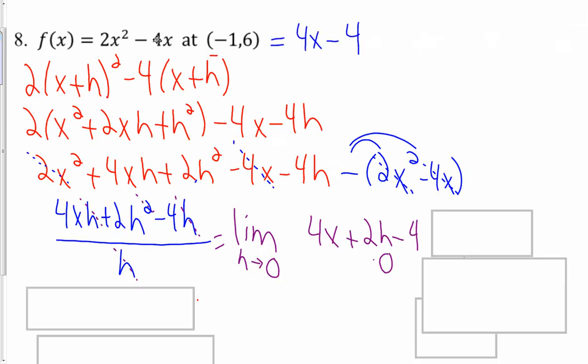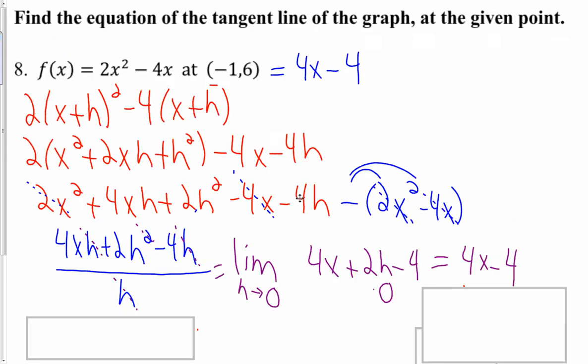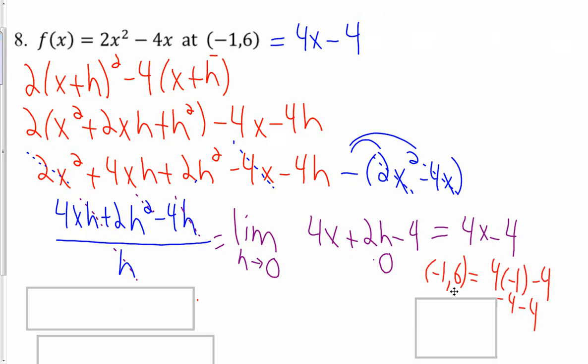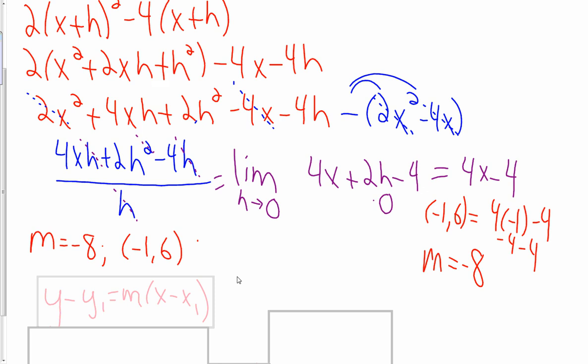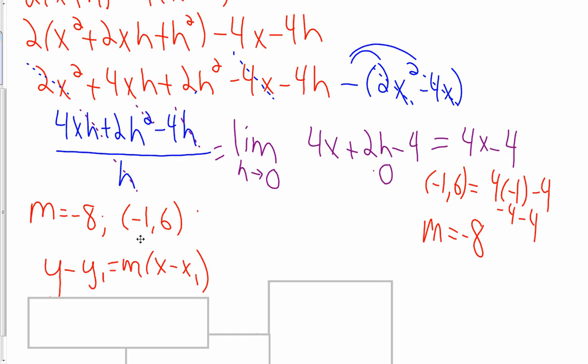How does that come from here and here? And then we're plugging in x is minus 1. So if x is minus 1, right, we get negative 4 minus 4, which is minus 8 is our slope. And now, minus 8, and the point (-1, 6), we can do y is mx plus b, or y minus y1 equals m times (x minus x1).